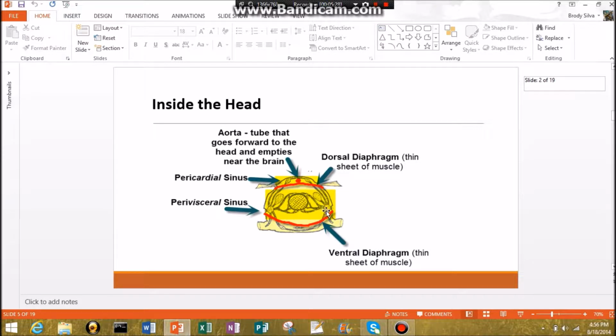There are two thin sheets of muscle that divide the neck, essentially. These are the dorsal diaphragm on top and the ventral diaphragm on bottom. They are diaphragms, hence being a thin sheet of muscle, as your human diaphragm. On top, divided by the dorsal diaphragm, is the pericardial sinus, while in the center is the perivisceral sinus. Sinuses are generally just small areas in the body.